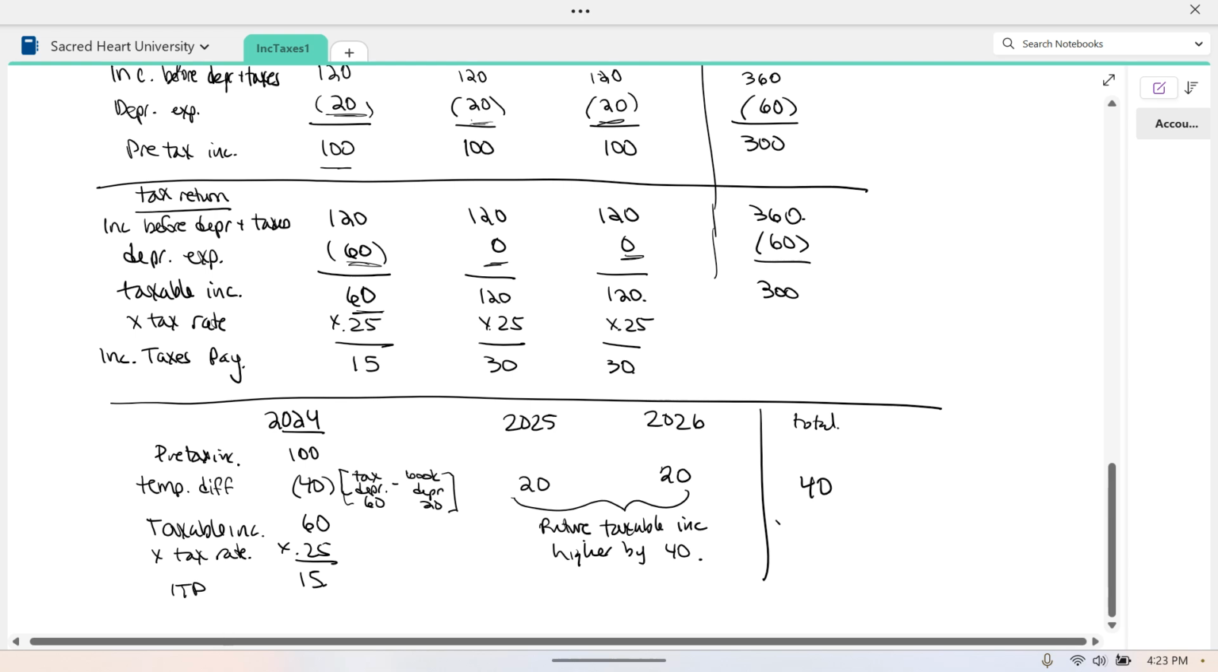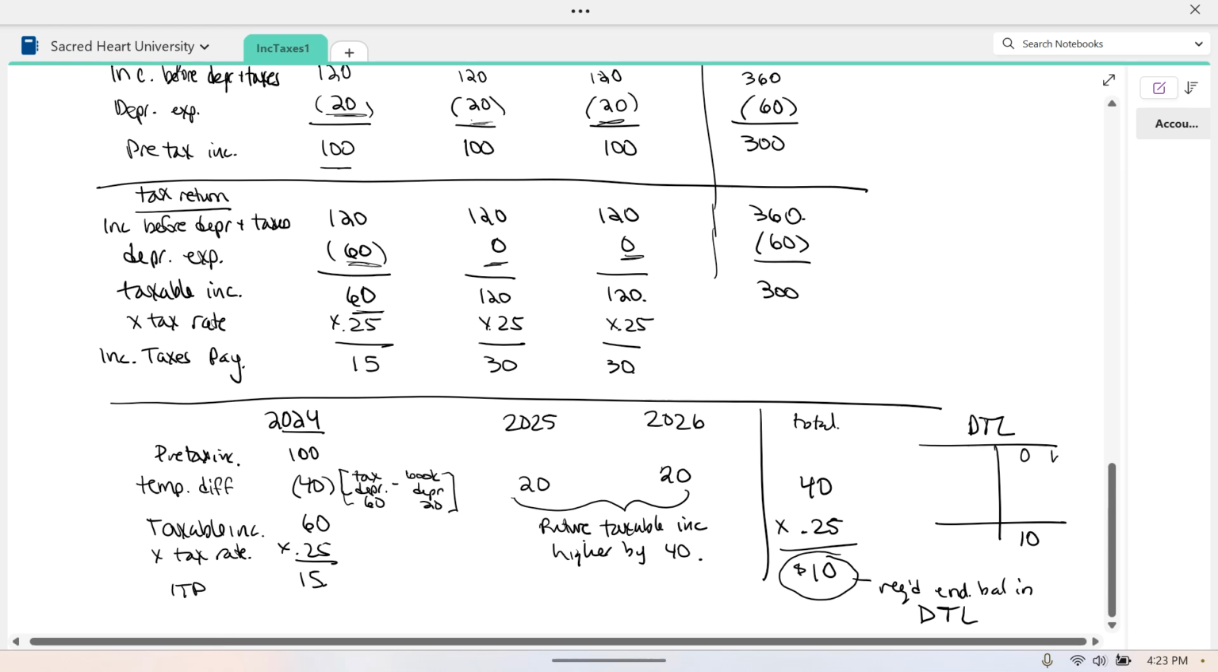Total of 40, and if we multiply that by the tax rate that we expect to be in effect at the time in the future, let's just say it's going to stay 25%, the taxes on the future amounts we expect to increase our income by leads us to estimate that we're going to have to pay $10 more of taxes in the future. This is our required ending balance in the deferred tax liability account. And so if we think of this as a T account, it's a liability, so we want to credit. We want to have this $10 in our deferred tax liability balance.